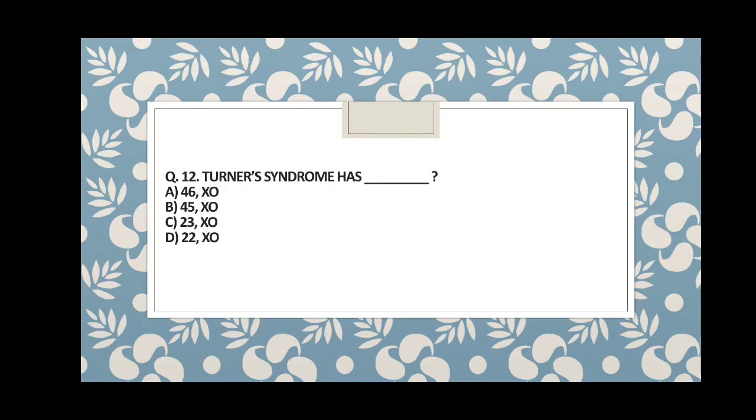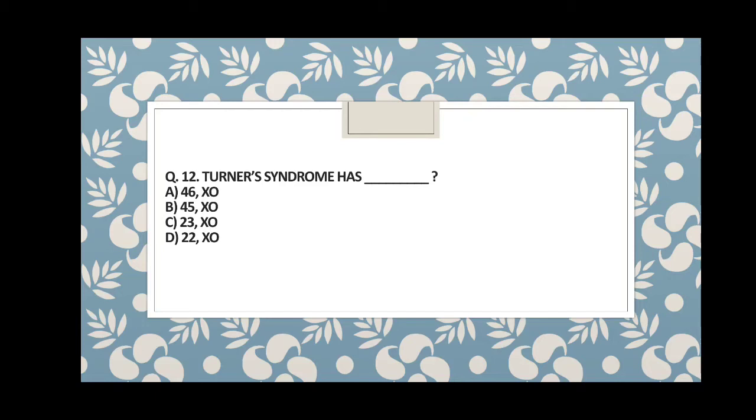So guys, these types of karyotypic questions can be asked in the exam, so be ready with the genetics part and a few questions of cell bio and mol bio that can be asked besides the genetics. So guys, question number 12 is Turner syndrome. A very easy, very basic question, 12th standard level. A is 46XO, B is 45XO, C is 23XO, and D is 22XO.